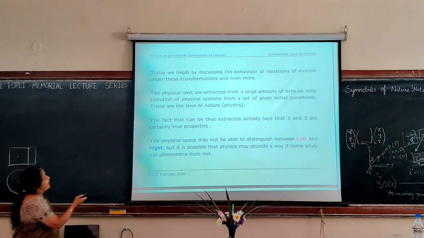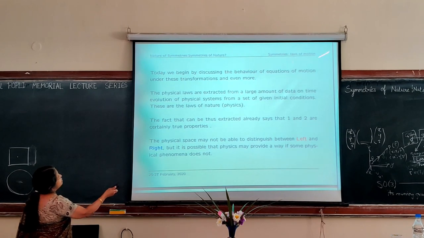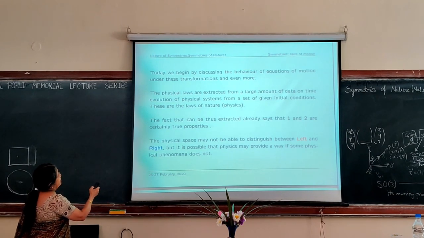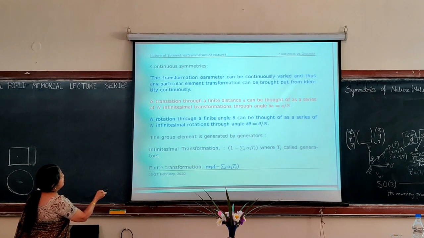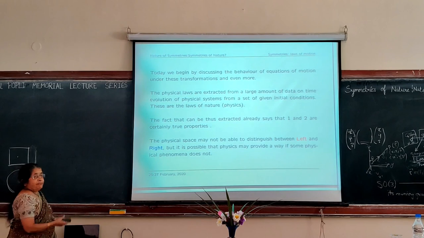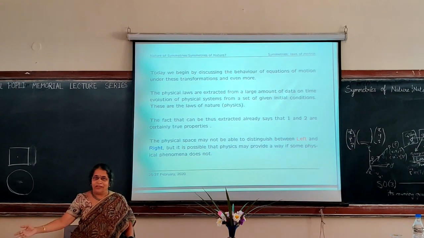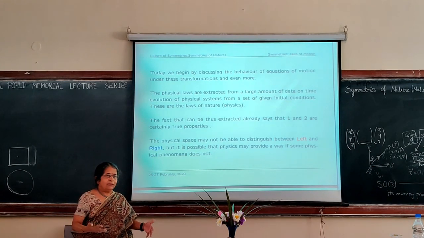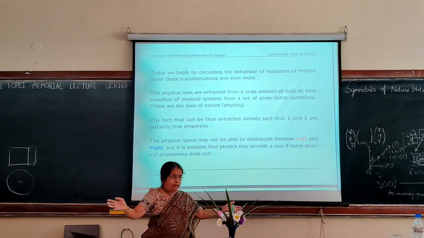So we discussed static symmetries, but as I said, I want to now today discuss the behavior of equations of motion under reflection, under rotation, under translation, and actually much, much more. Now what has happened is that the physical laws, such as Newton's second law of motion, or the Biot-Savart law, or Ampere's circulation law, all these laws have been extracted out of a multitude of data, right?